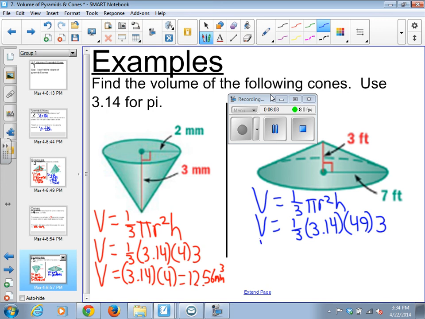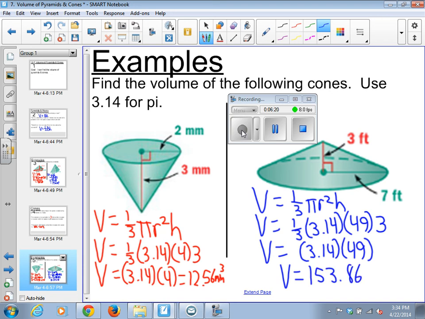Again, our 1/3 and 3 cancel out nicely. So we're left with 3.14 times 49, for a final volume of 153.86 feet cubed. This concludes your lesson on the volume of pyramids and cones.